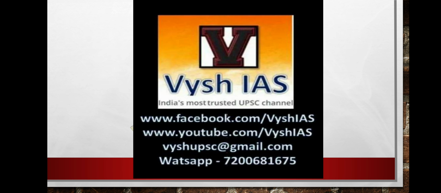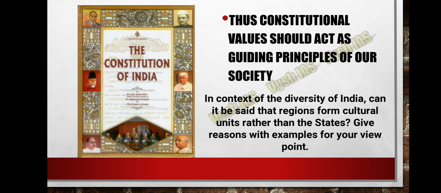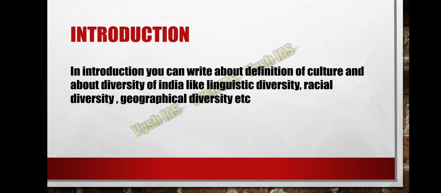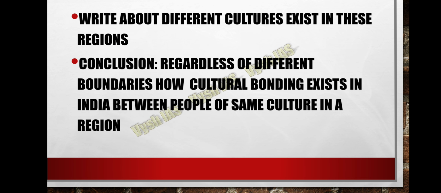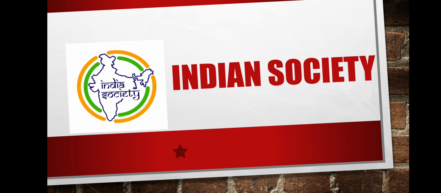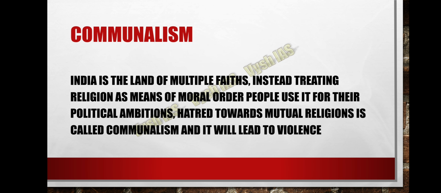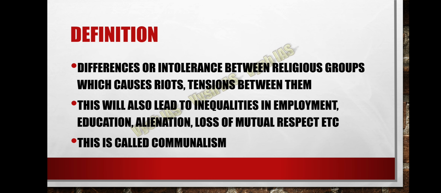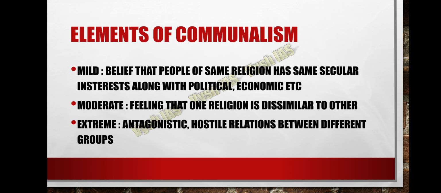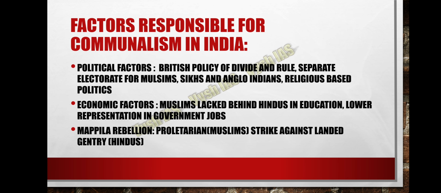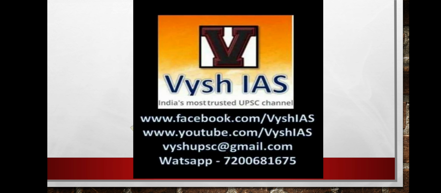So I will just repeat what I have told in today's class. In the starting of the class, I discussed the model answers to a question I had given in the last class, and then I started the topic of communalism, where I discussed the introduction and different definitions of communalism, the elements of communalism, different features of communalism, and factors responsible for communalism in India. These are the different topics which we have learned today.